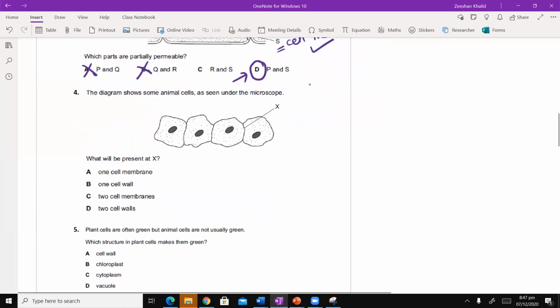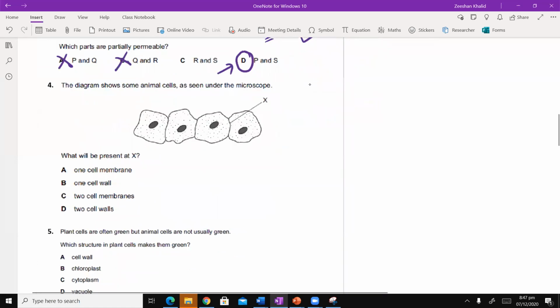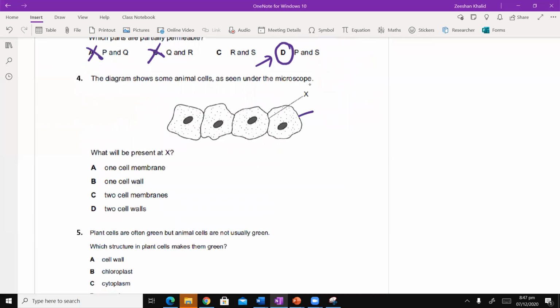MCQ number 4. The diagram shows some animal cells as seen under the microscope. Let's label it a bit. That's the cell membrane. Okay.